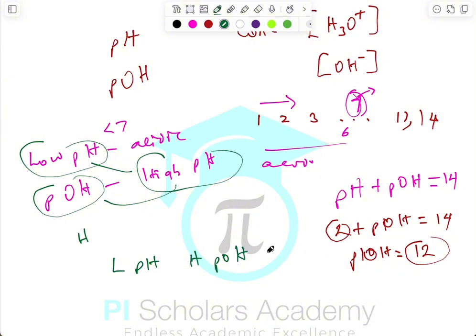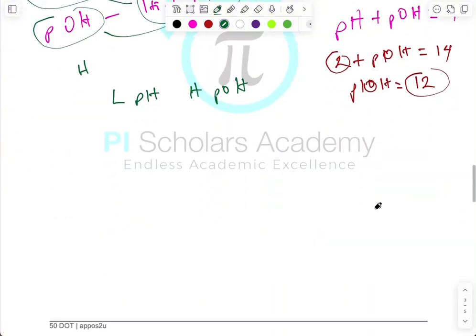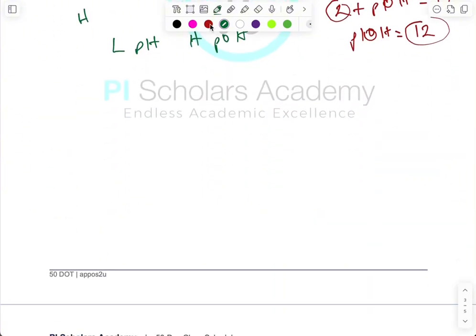I know that there are calculations to this pH, but I'm not going to be able to cover that in this video. I'm going to cover that in some other videos. And that's basically the introduction to acid and base. Finally, there's a reaction between acid and base. So acid and base undergo a reaction called a neutralization reaction, and they produce salt plus water.